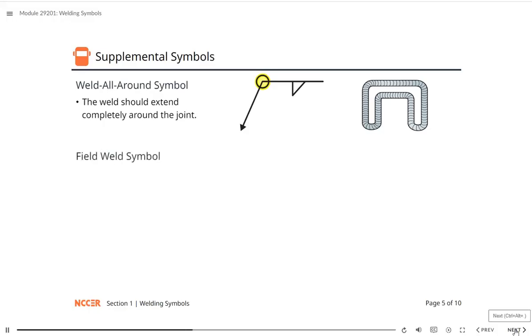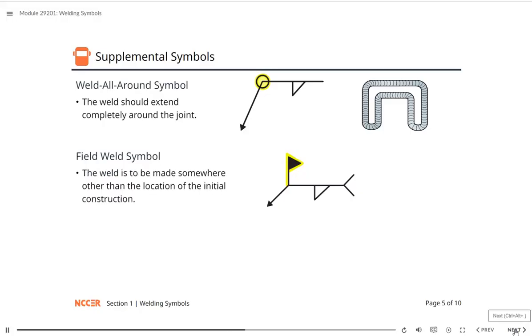The field weld is represented by a small flag at the point where the arrow line and reference line meet. It can point left, right, up, or down. This symbol indicates that the weld is to be made somewhere other than the location of the initial construction.